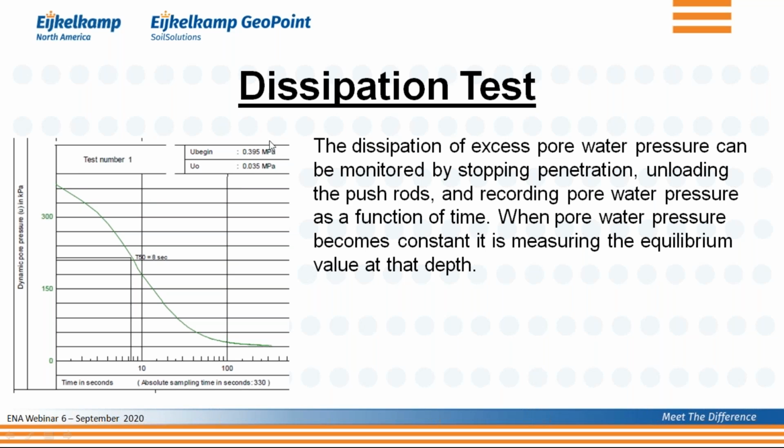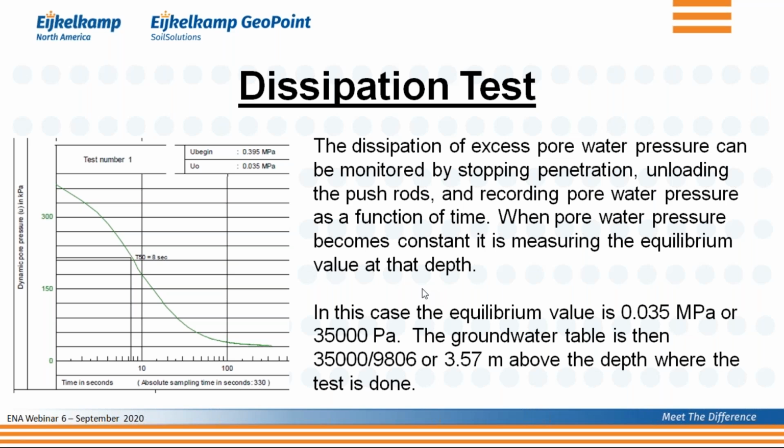We started out somewhere around 0.395 megapascal, and again, forget about the units. And we just kept going, and after a while it was 300, and then it went to 200 and 150, and we kept going, waiting, and finally it stabilized somewhere around 0.035 megapascal. And with that, we then can calculate the equilibrium pore water pressure at 0.035 megapascal.